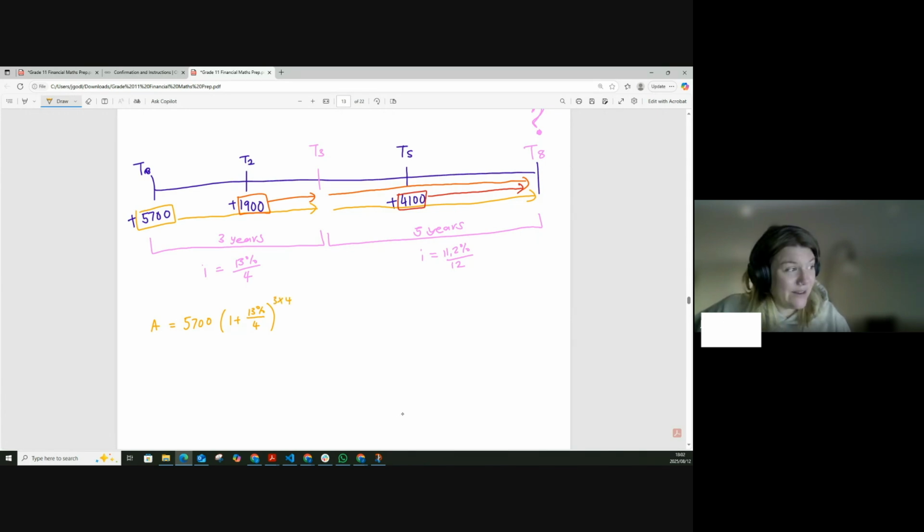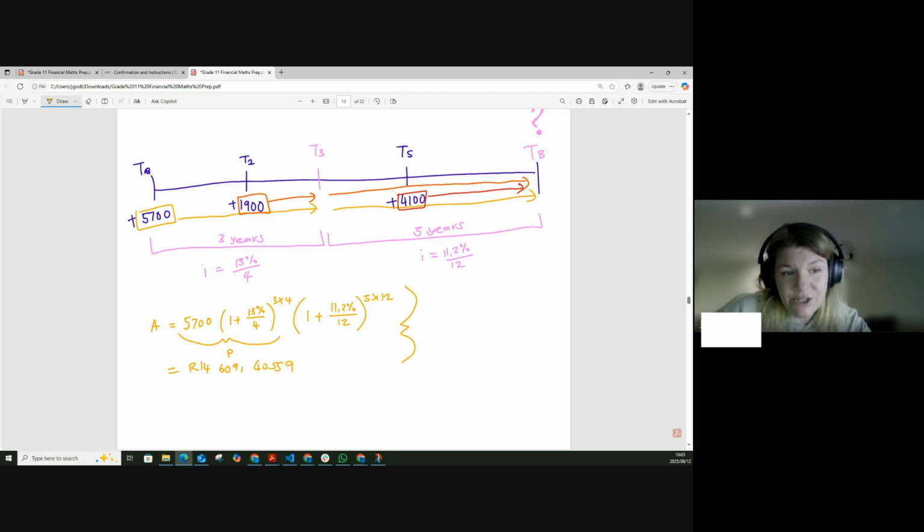And then essentially this becomes our new P. My interest becomes 11.2% compounded monthly for 5 times 12. And I can pop that straight into my calculator. You should get something like this. So use this logic to try and figure out your orange and your red.